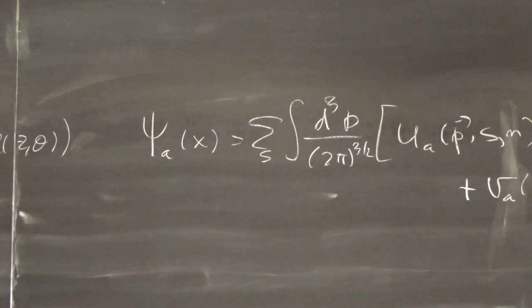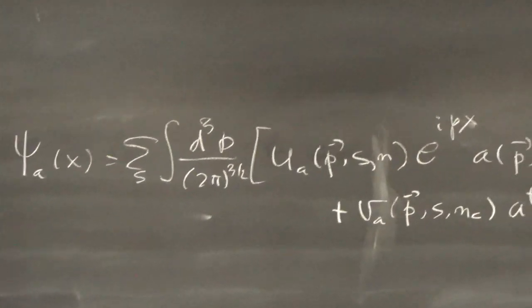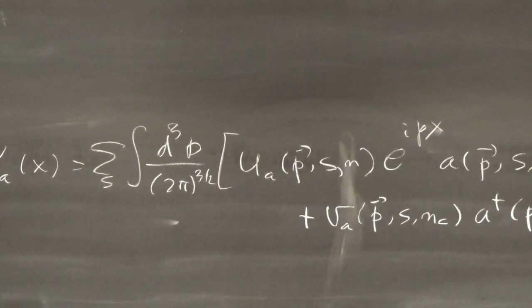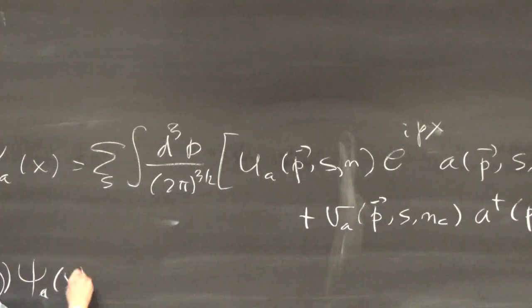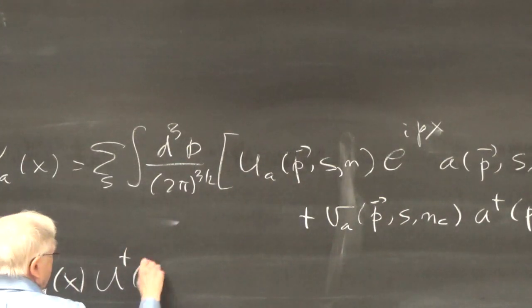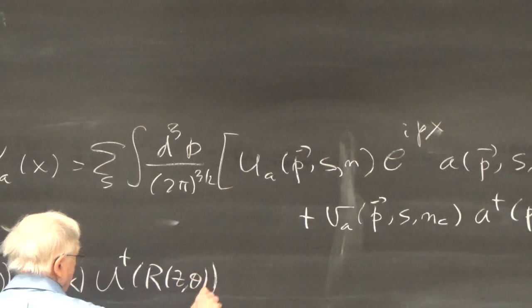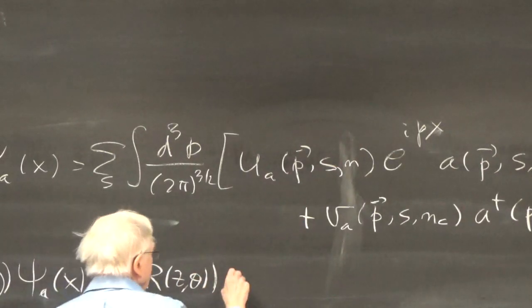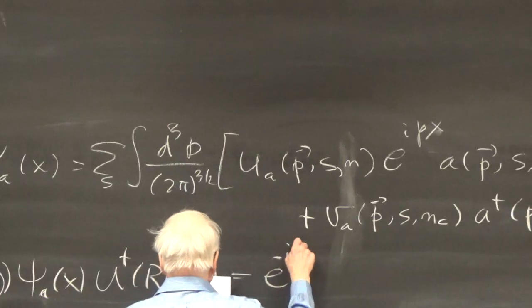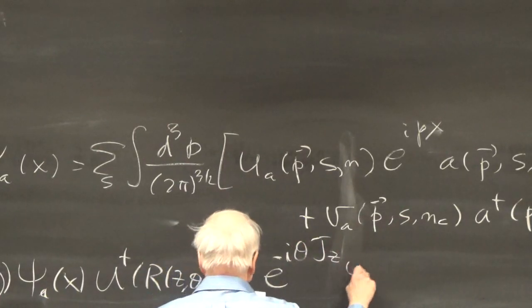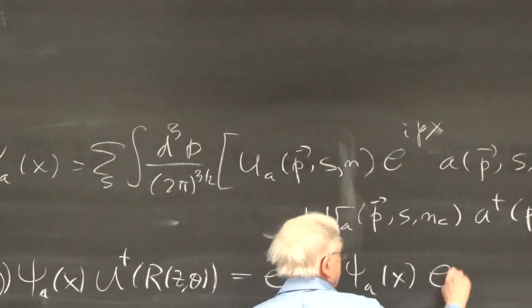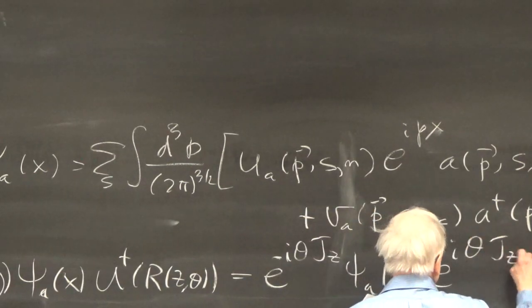So that's what we're talking about. And questions? All right, under a rotation here, and about the z-axis. So this is e to the minus i theta J_z psi A of x e to the i theta J_z.